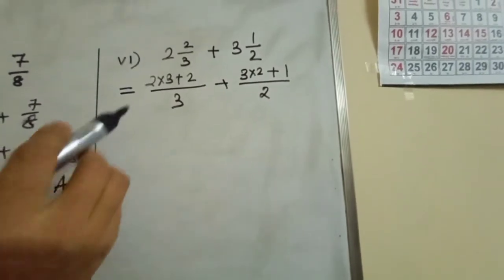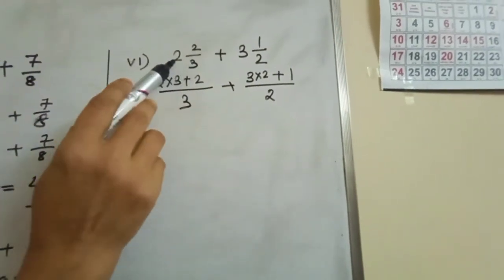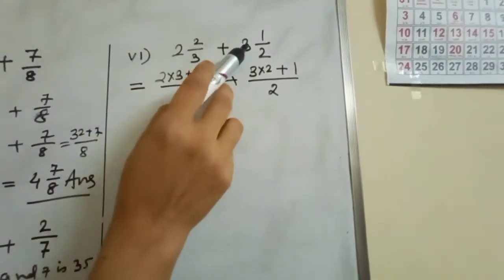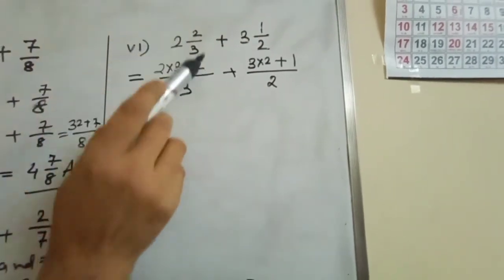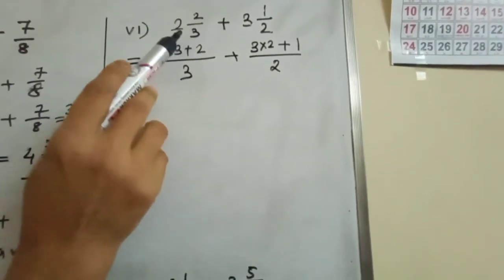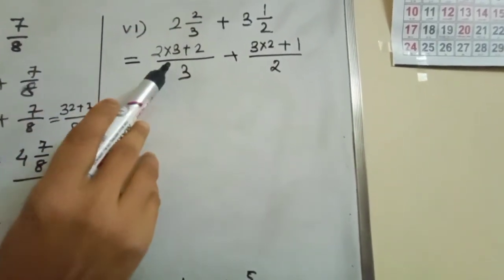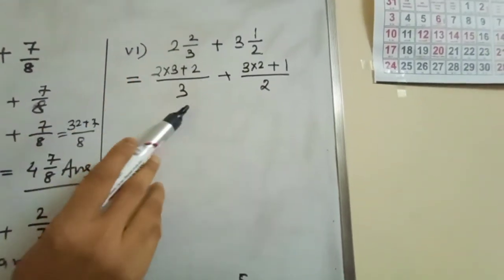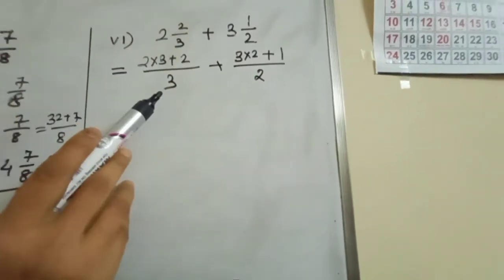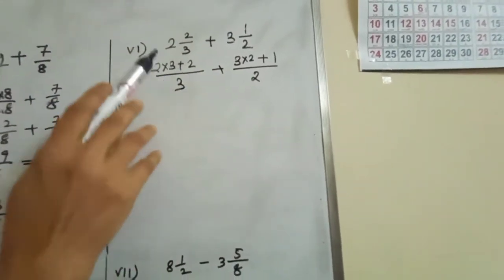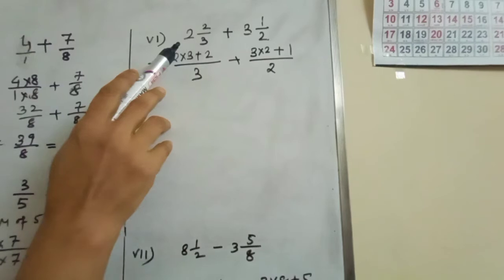Now the next sum is a mixed fraction: 2 by 3 plus 3 1 by 2. You have to make it an improper fraction. 3 twos are 6 plus 1. This is the first time you are doing this, that's why I am doing this in an elaborate way. But next time I will expect all of you to do this calculation mentally.